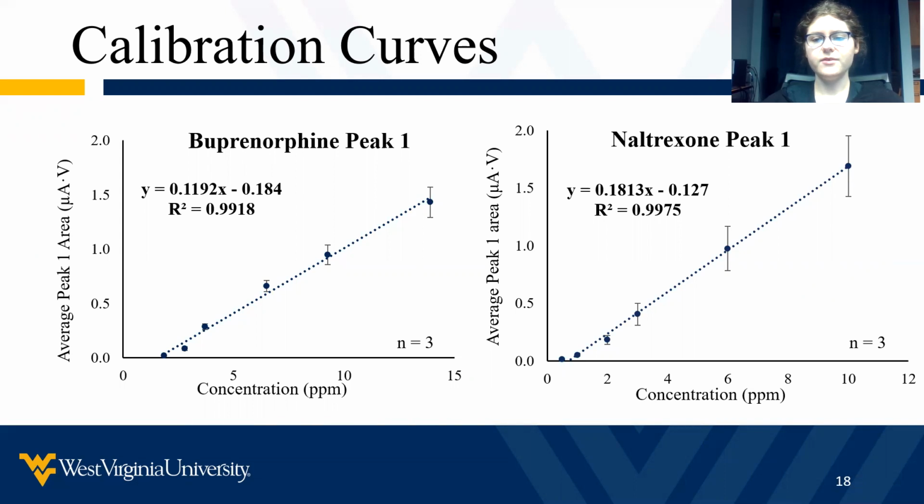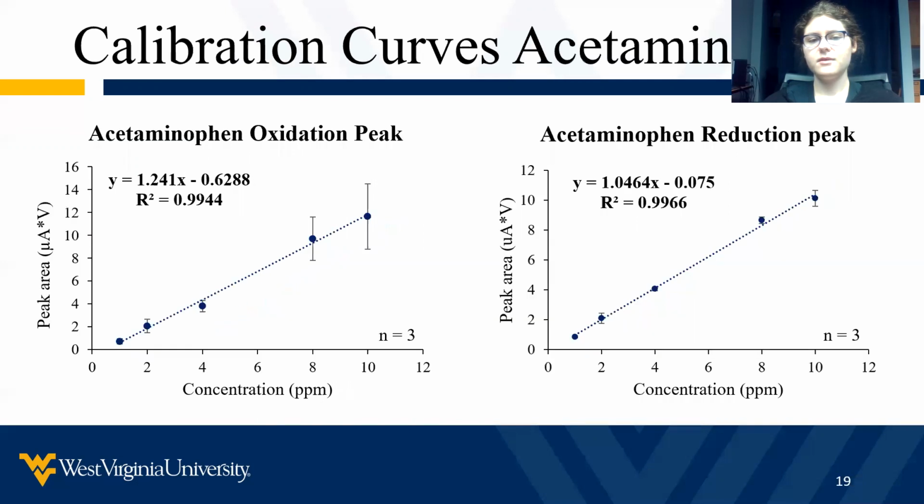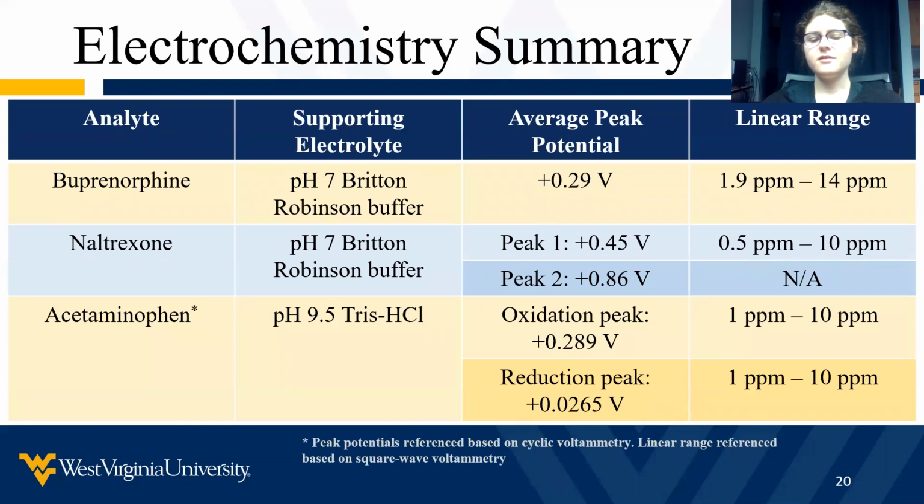For buprenorphine and naltrexone, we focused on the first peak for each one because that was more consistent and more linear. And the linear ranges were 1.9 ppm up to 14 ppm for buprenorphine, and 0.5 ppm up to 10 ppm for naltrexone. In contrast, for the acetaminophen, both the oxidation and the reduction peak gave highly linear calibration curves, and both of those have linear ranges of 1 part per million up to 10 parts per million. And so this table provides a summary of the information for the electrochemistry of each analyte.